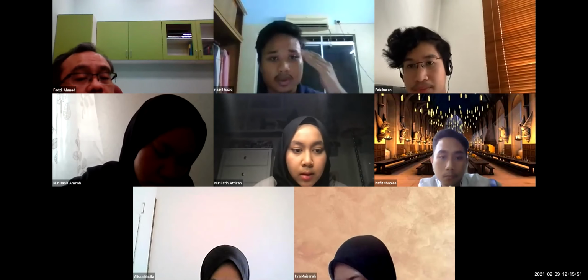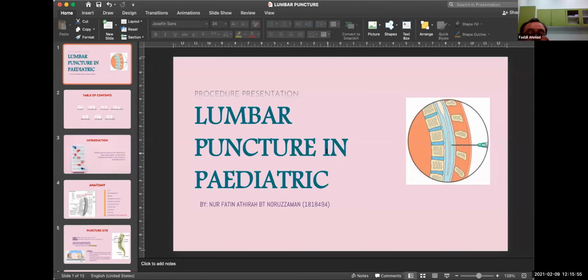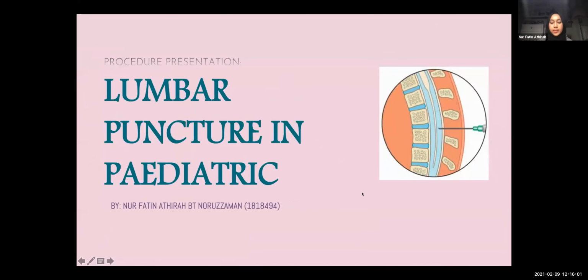Siapa pula? Me, doktor. Siapa nama ni? Fatin Atira. Panca. Nama Panca. Nur Fatin berapa orang nama? Satu orang je. Ya, Nur Fatin berapa orang satu grup. Okay.